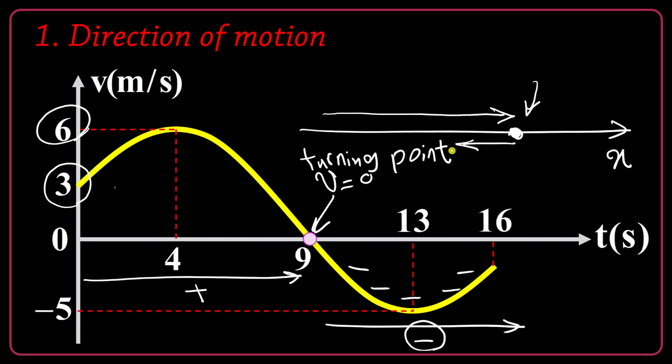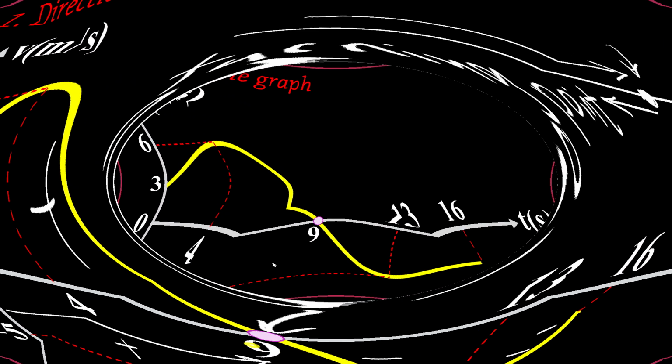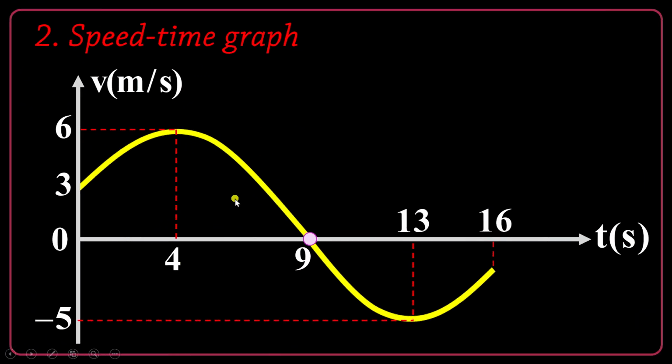So, let's summarize it. When the velocity time graph is above the t-axis, velocity is positive. When it is below the t-axis, it's negative. And when it crosses the t-axis, means that the object is changing the direction of motion, turning point. Let's continue. Number 2, speed time graph.